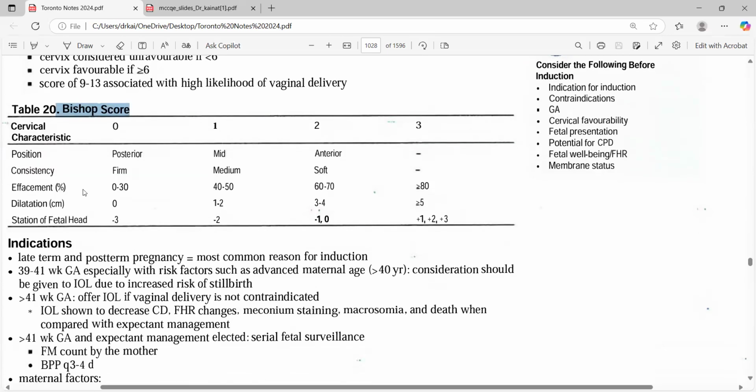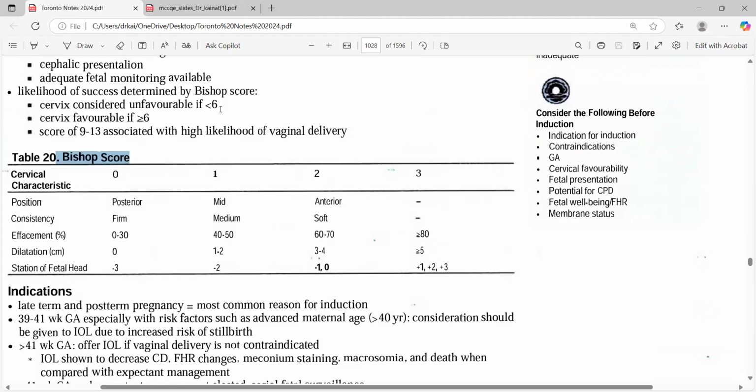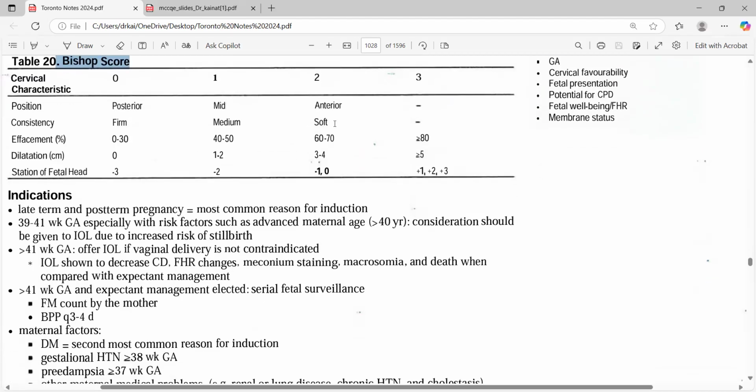So if you are not able to calculate, you will not be able to move on. What do you do for the next one? So here you can see if this is less than 6, it's basically unfavorable. More than 6 is favorable. 9 to 13 is a vaginal delivery. So if you're not able to calculate, you will be finding it hard.